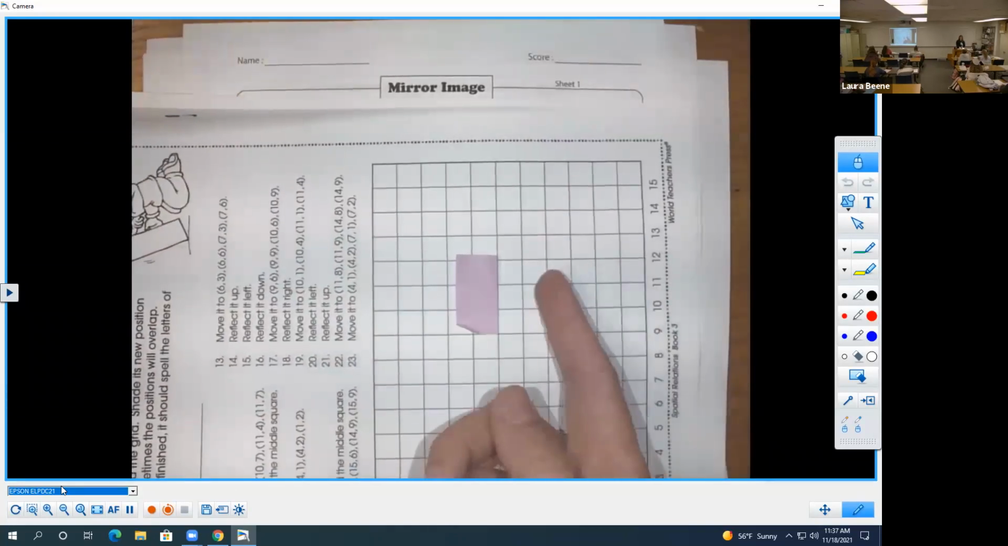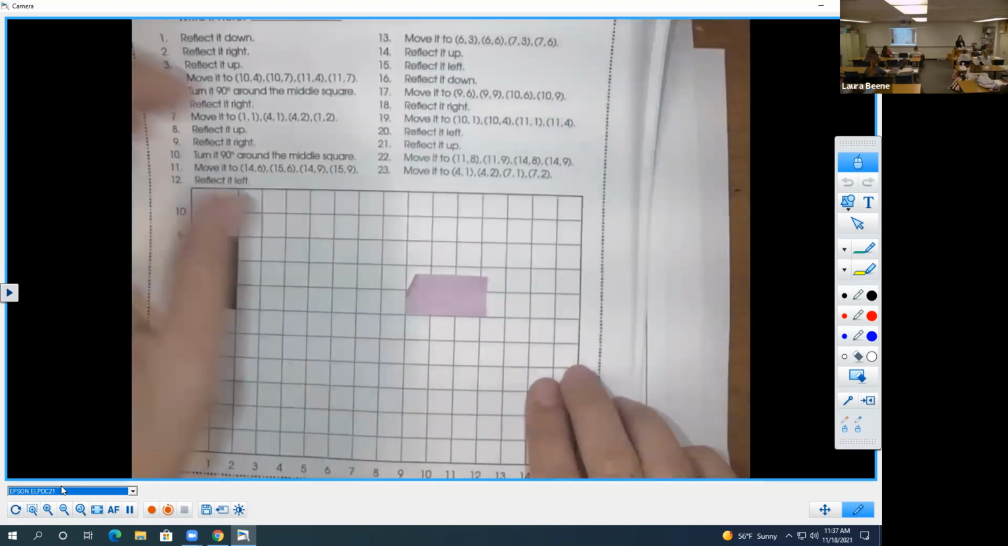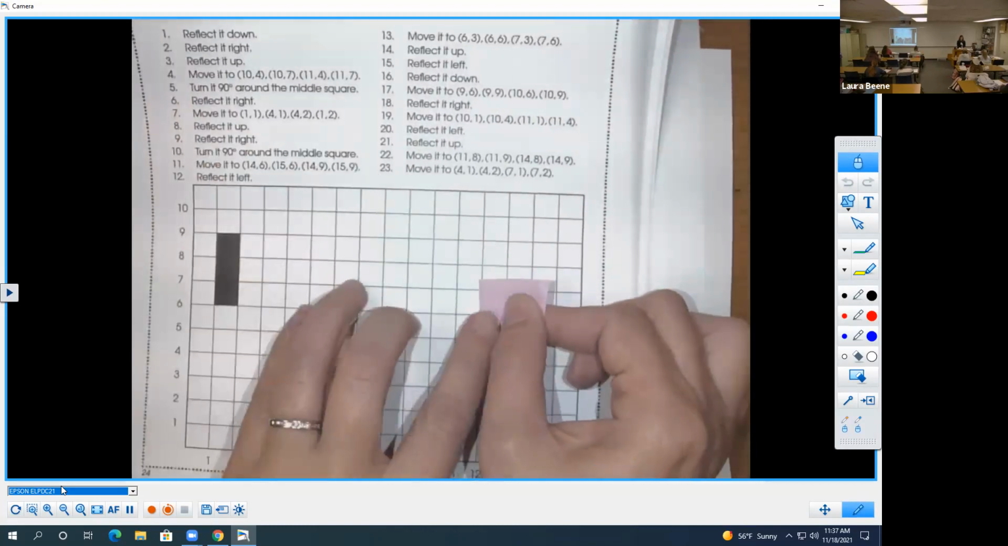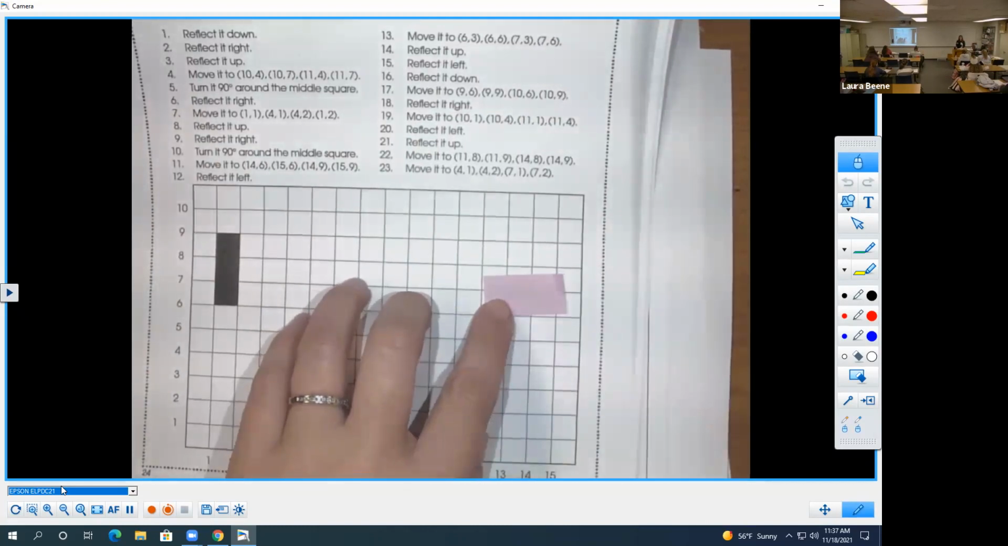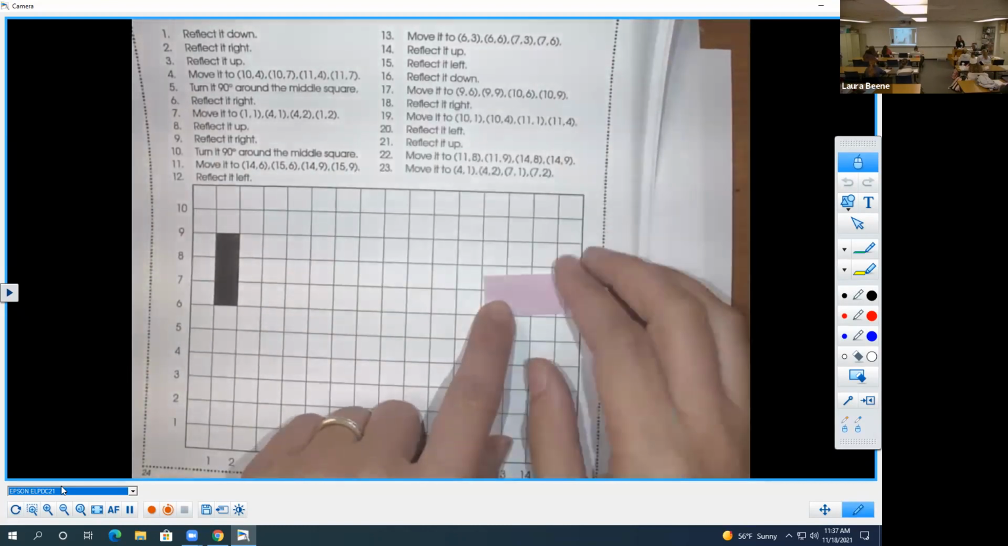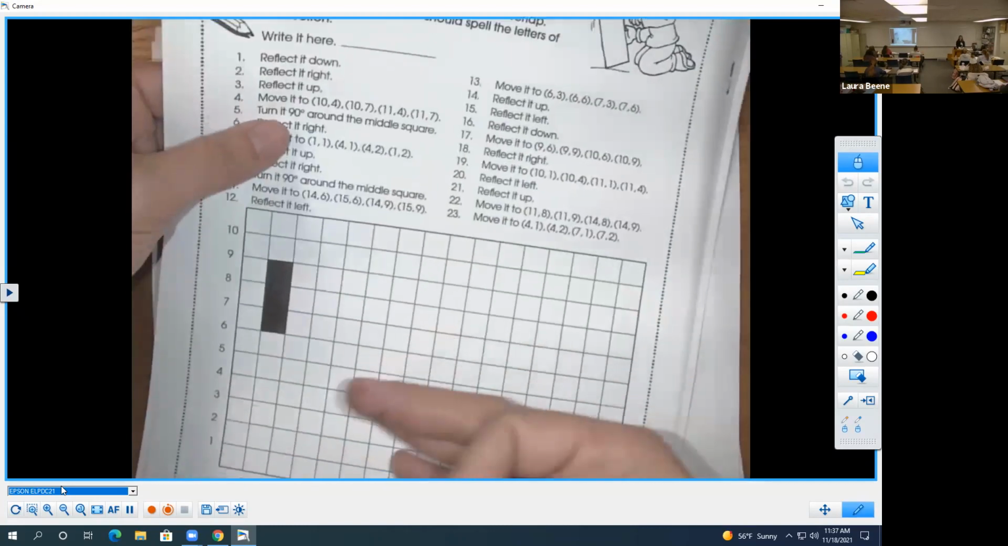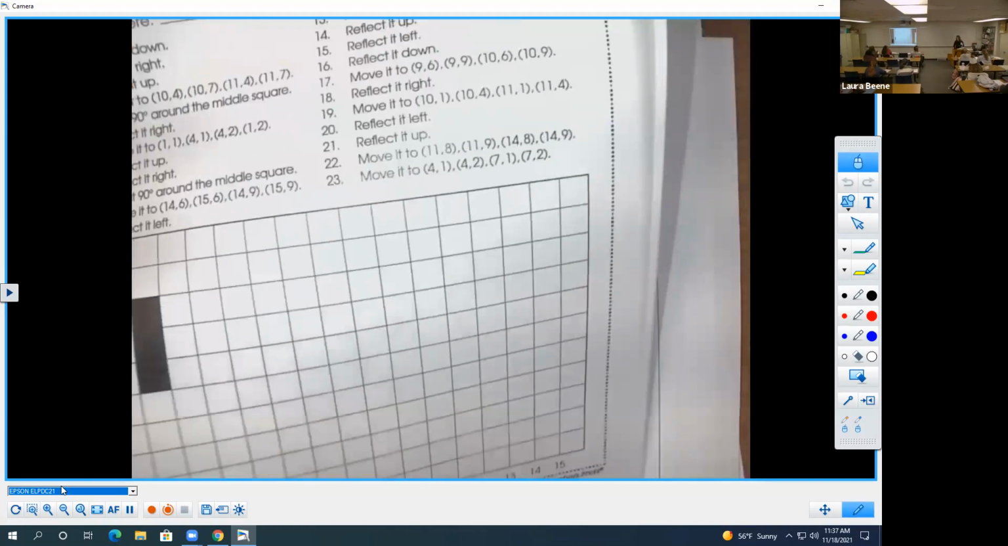For whatever reason, I had turned my paper to shade it this way, and then I tried to reflect it up that way, and I messed up. Reflect it right means flip it over right. So if you turn your paper to shade it, turn it back normal before you start flipping it again, because right means this way, okay? So at the end, it'll make this word, okay?